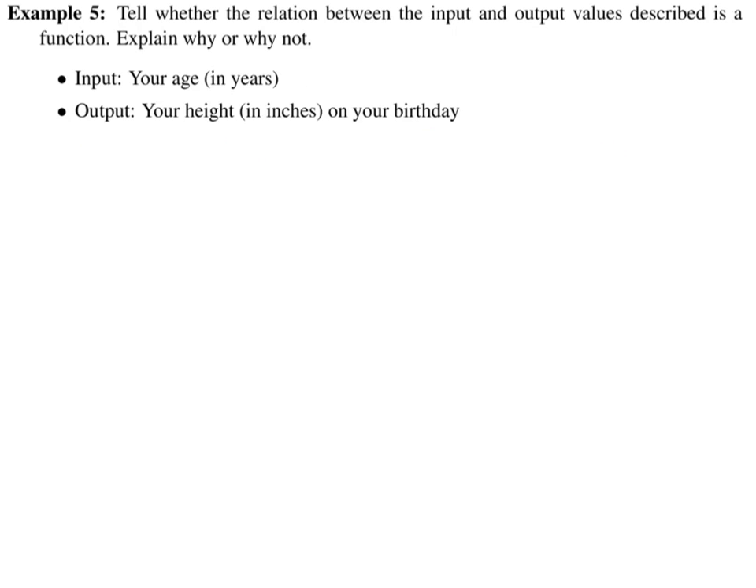One more. Your age in years and your height on your birthday. Not your height all year long, your height on your birthday. And this is a function, because once you know how old you are, at least in the past, you can figure out how tall you were on your birthday. There's no magic formula for it, but there's only one height for your birthday that goes along with each of your ages. So this is, in fact, a function.